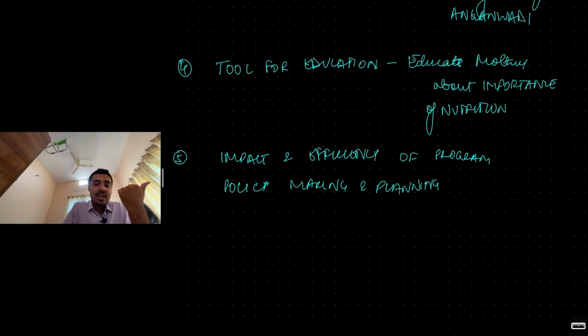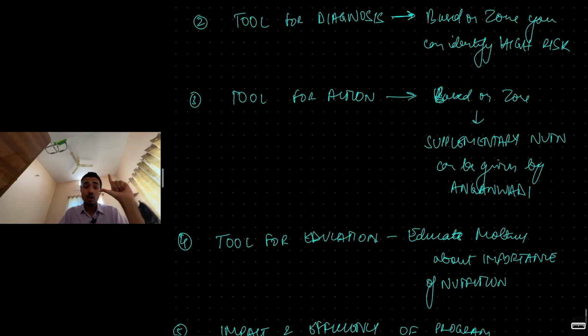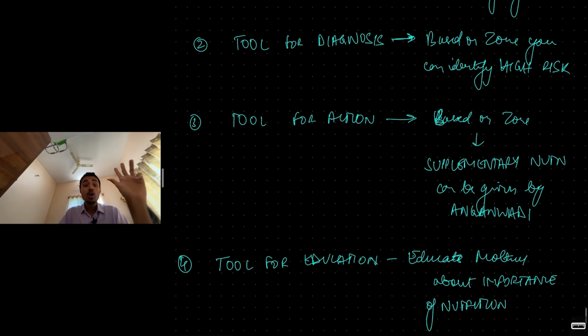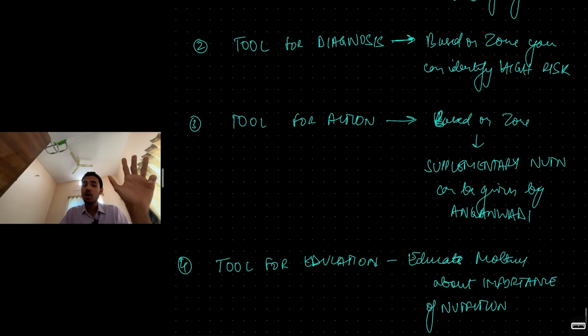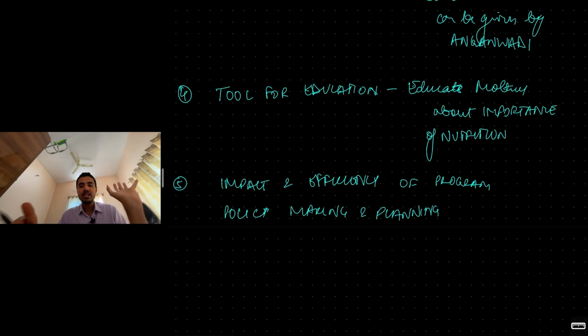It tells us the impact and efficiency of programs, whether these programs such as ICDS are working, whether growth and development of children in our country is good. So it tells us the impact, efficiency. It gives us data for policy making and planning as well. So these are the uses of growth chart. Tool for diagnosis, tool for action, tool for education, tool for growth monitoring where trend is more important than the zone, and impact and efficiency of programs, and policy making and planning.